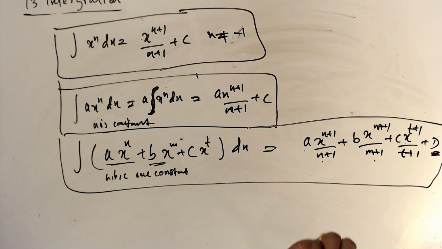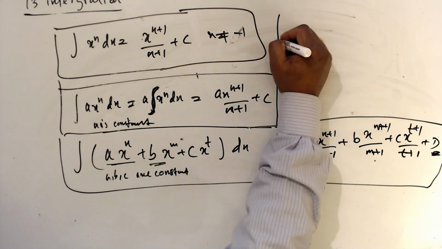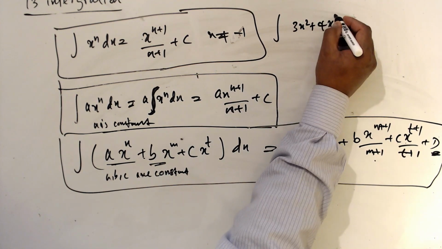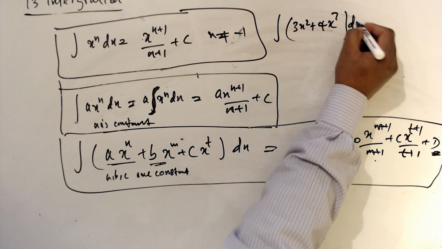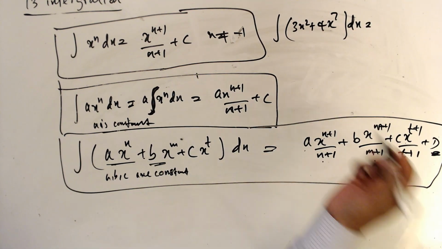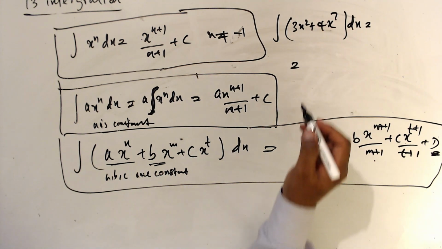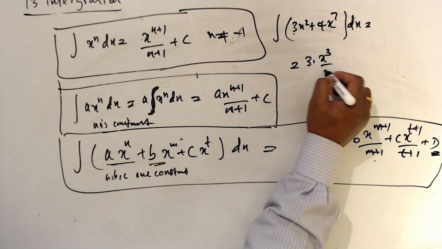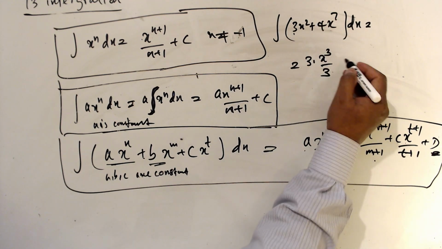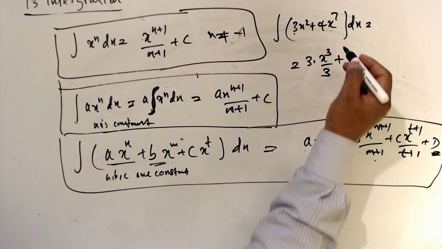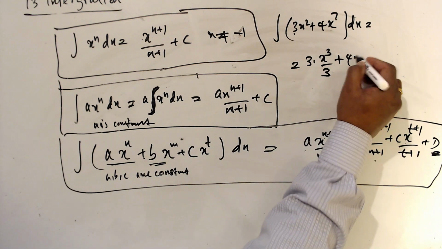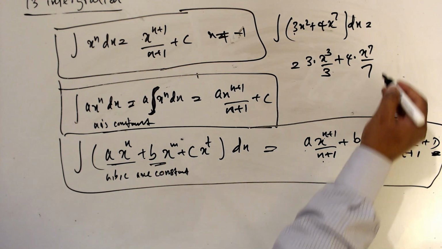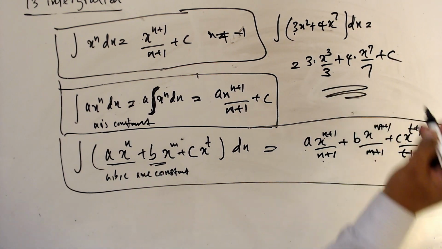For example, if we have a question like 3x^2 plus 4x^6 dx, what is the answer for this one? I will write the answer here. 3 as it is, then x^2 becomes x^3 over 3. And 4 as it is, this will become x^7 over 7, plus c or d, any letter for the constant.